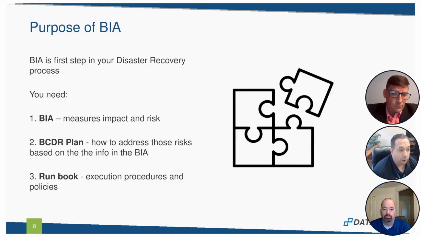Another one is a run book. So what you're going to need to do is you're going to need to create the BIA, business impact analysis, get a BCDR plan, business continuity disaster recovery plan, in place. And then based on those 2 processes or documents, you're going to need to create a run book, which is going to be an action plan, is the best I can describe it. So it's basically an execution of procedures and policies that you create based off your BIA and BCDR plan.